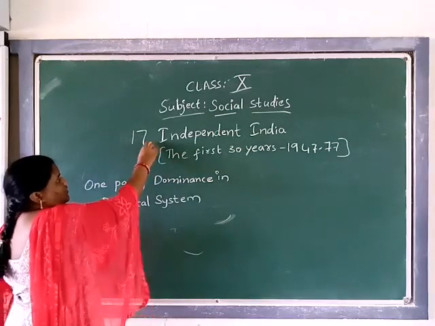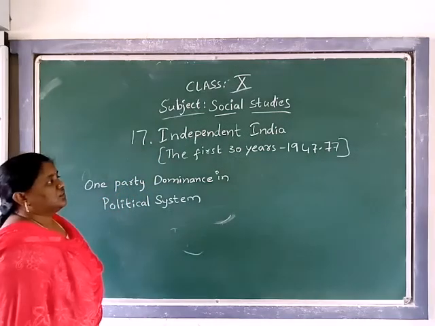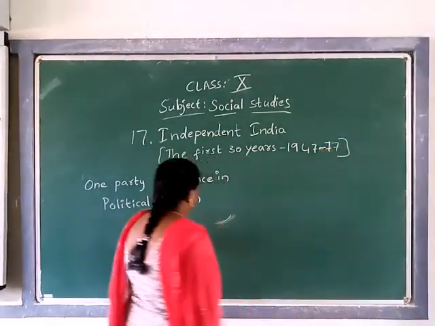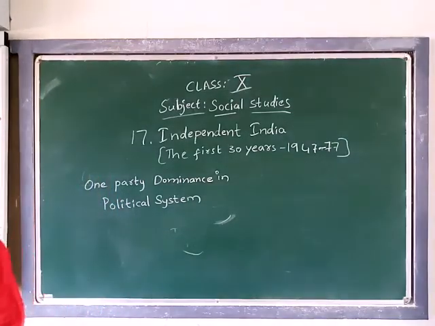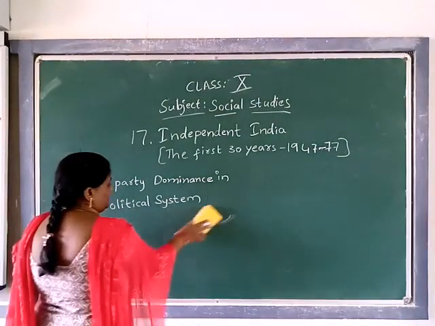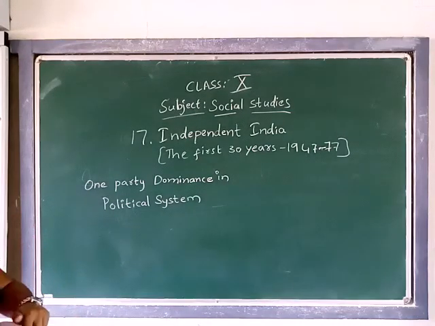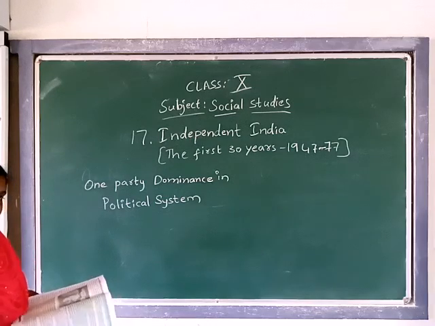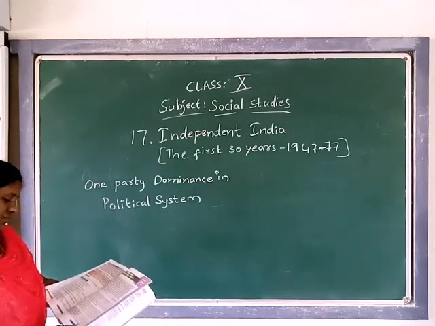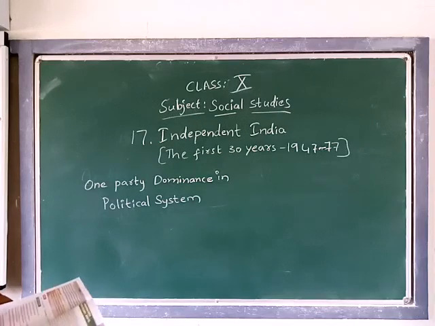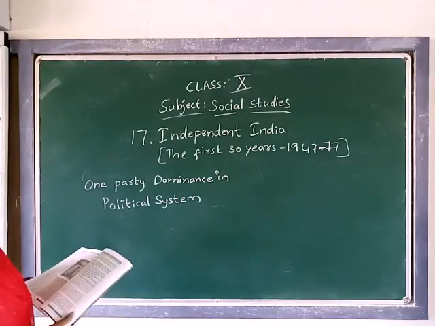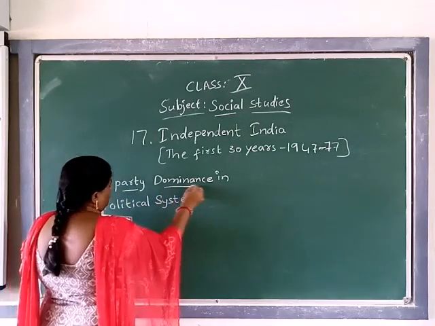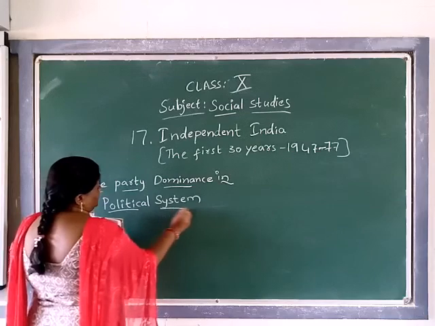India, the first 30 years from 1947 to 77. In that chapter, as we discussed the topics, previously we discussed the first general elections and a description of the elections. We have got an introduction about that, and today our topic is one party dominance in the political system.